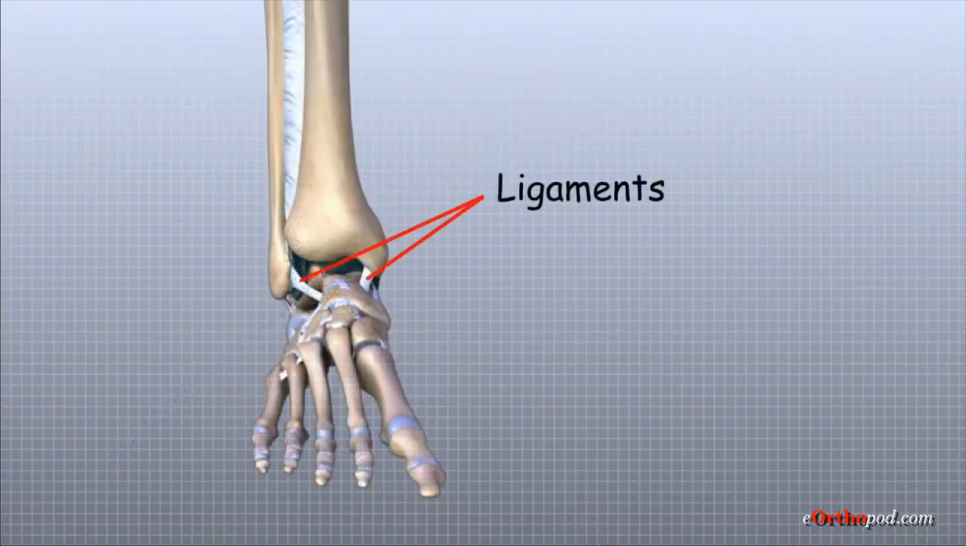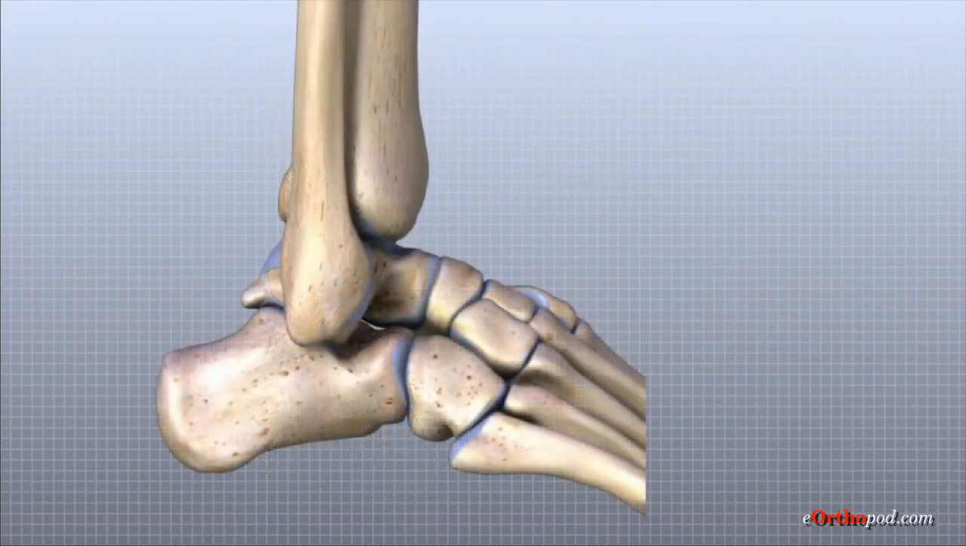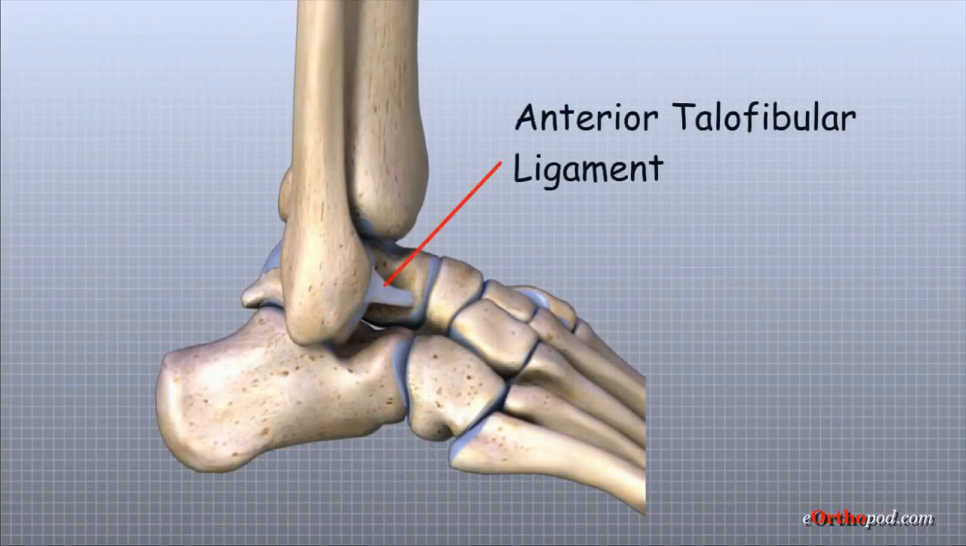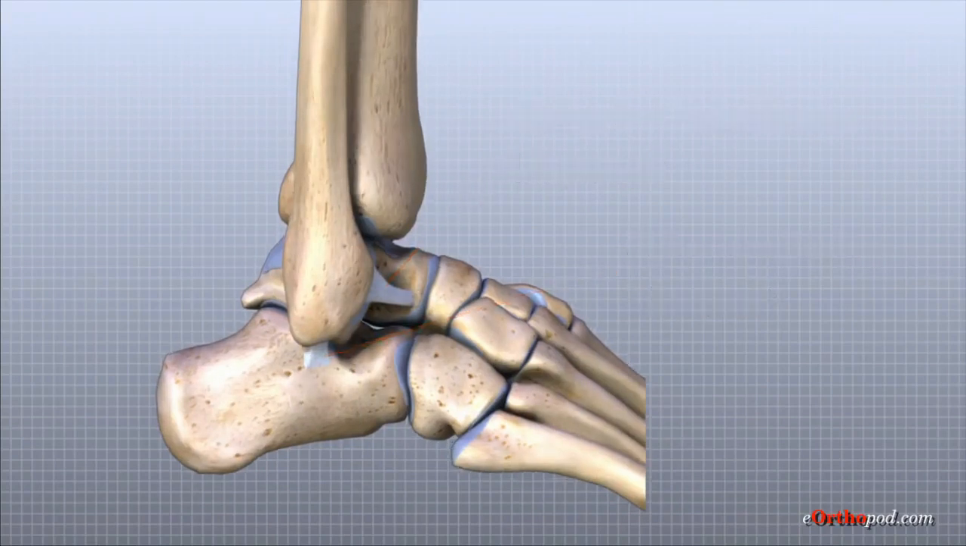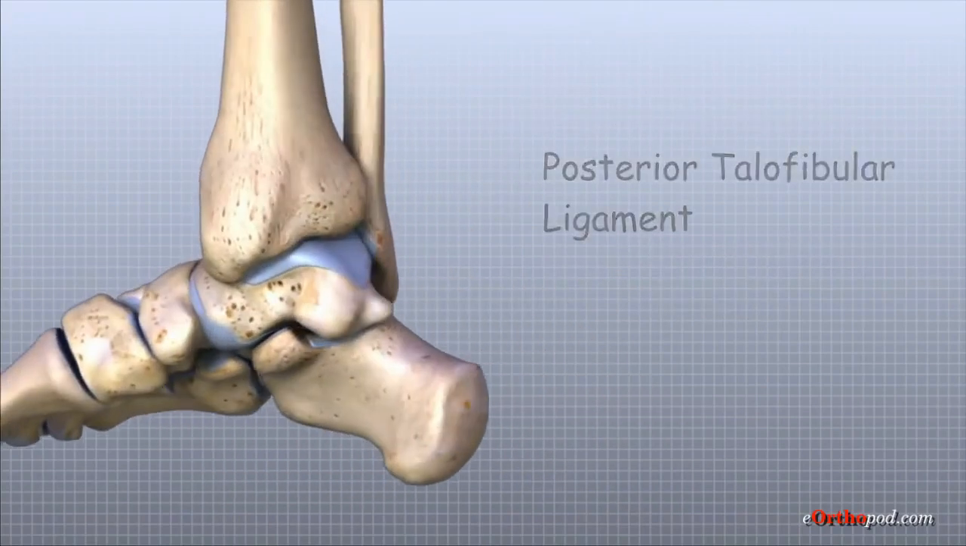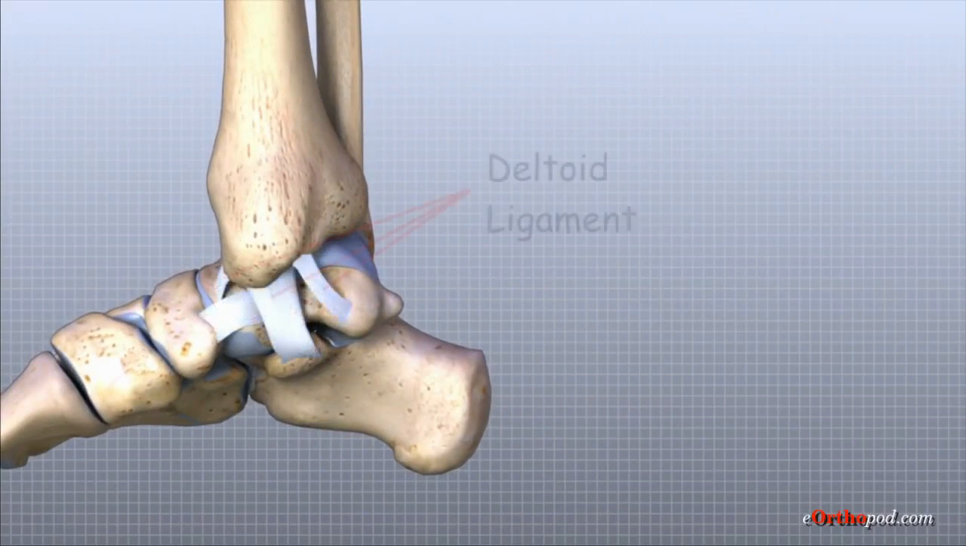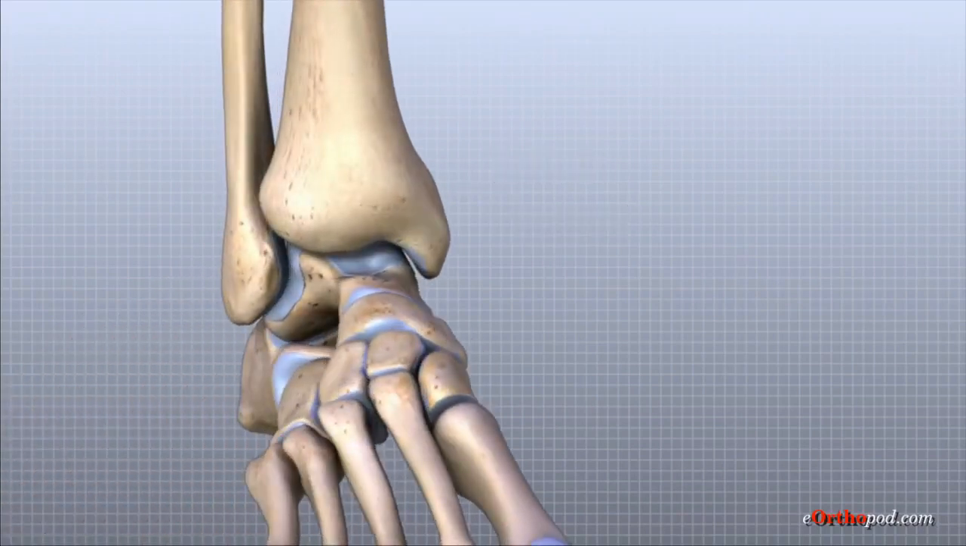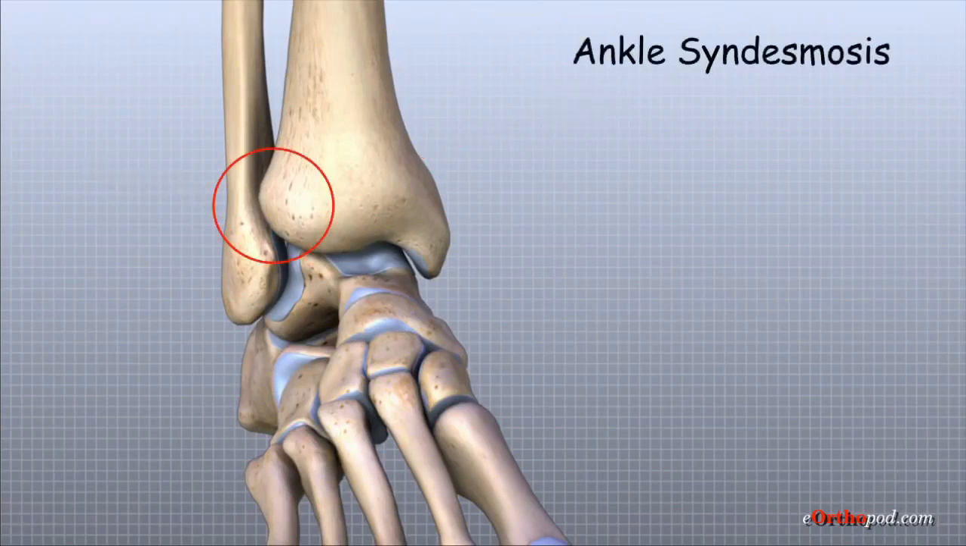Ligaments on both sides of the ankle joint help hold the bones together and stabilize the ankle. 3 ligaments make up the lateral ligament complex. These include the anterior talofibular ligament, the calcaneofibular ligament, and the posterior talofibular ligament. A group of ligaments, together called the deltoid ligament, support the medial side of the ankle. Ligaments are also important in connecting the distal tibia and distal fibula at the lower end of the leg where it forms the ankle mortise. This connection and the collection of ligaments that support it are called the ankle syndesmosis.